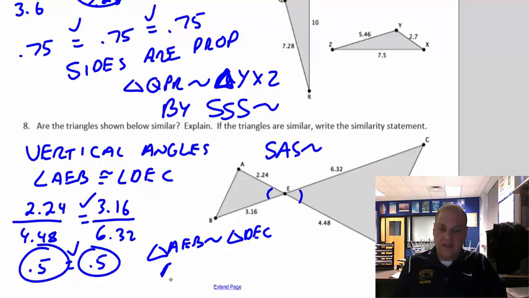Again, that's by side angle side similarity.